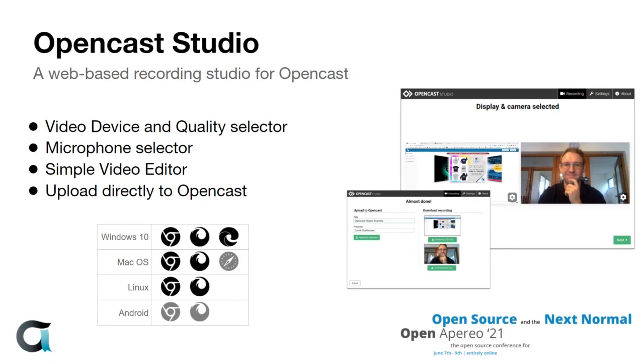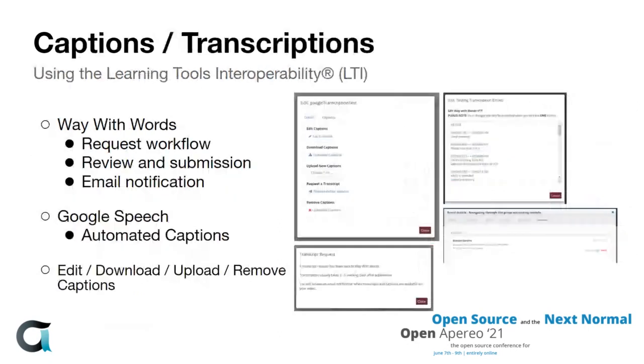Okay. Then we did have a captioning transcription service from about 2019. We extended that to also allow you to edit captions, download your own captions, upload your captions or request better captions. The better captions option is with Way with Words, and Google Speech is used for automated captions. So a lot faster but not as accurate as Way with Words.